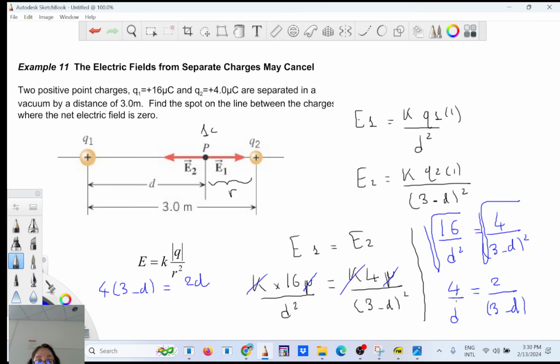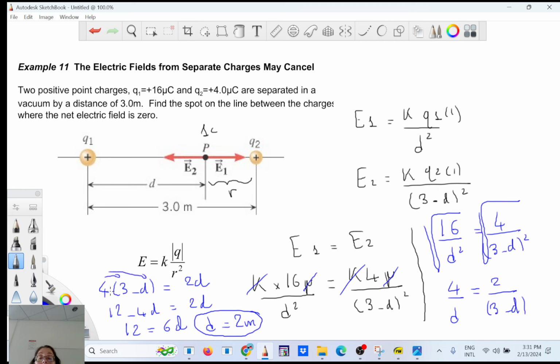16, 4. Okay, you can do that. You expand. So 12 equals 6D. So D equals 2.